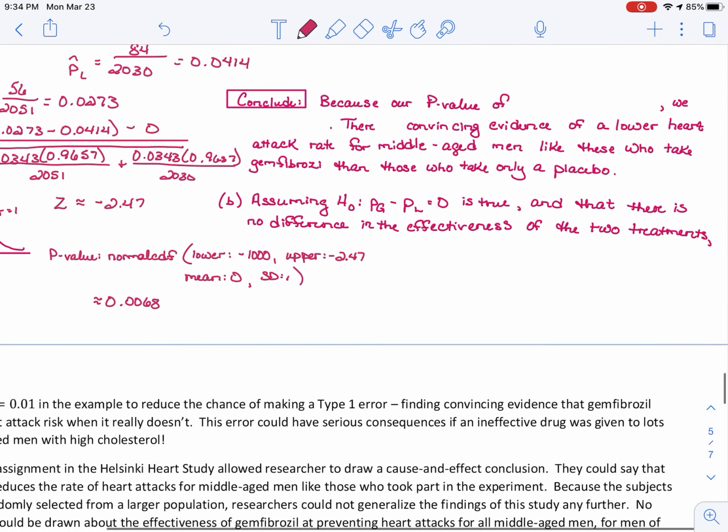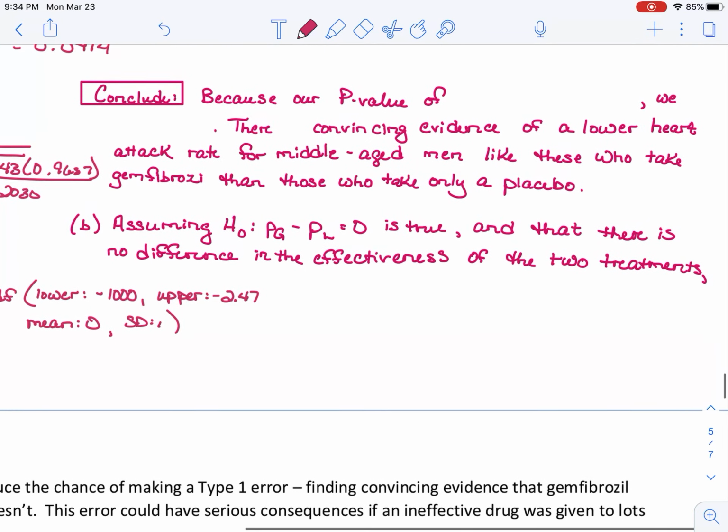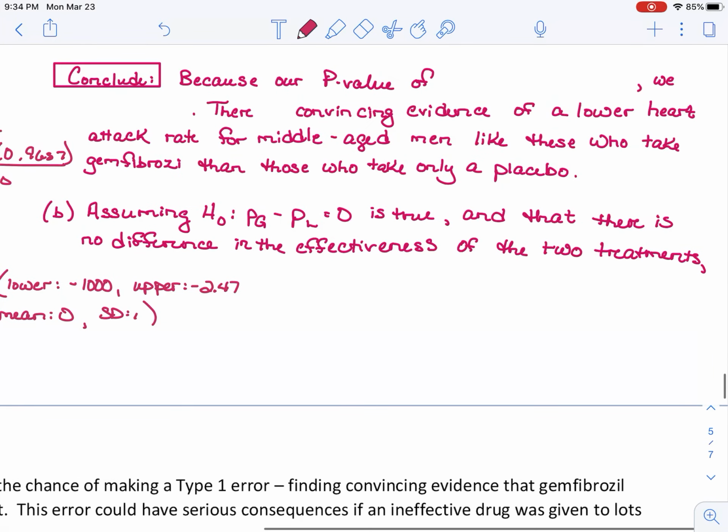So we have to conclude, we have to say what it means that this p-value is so small. Because our p-value of 0.0068 is less than our level of significance, which was really small to start with, we can reject the null hypothesis. We thought we had evidence for it, and we do. So there is convincing evidence of a lower heart attack rate for middle-aged men like these.